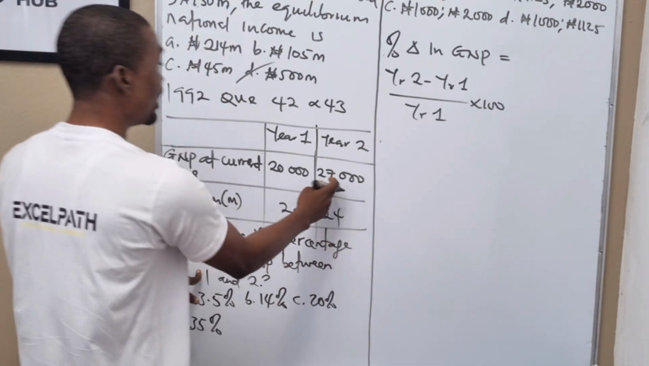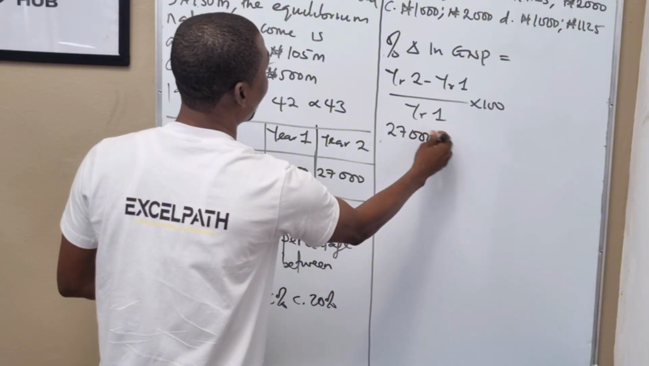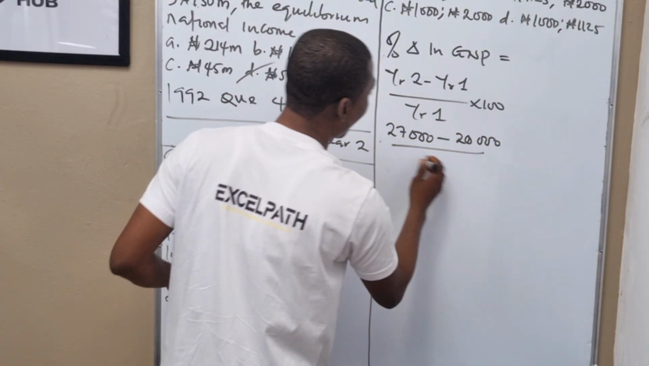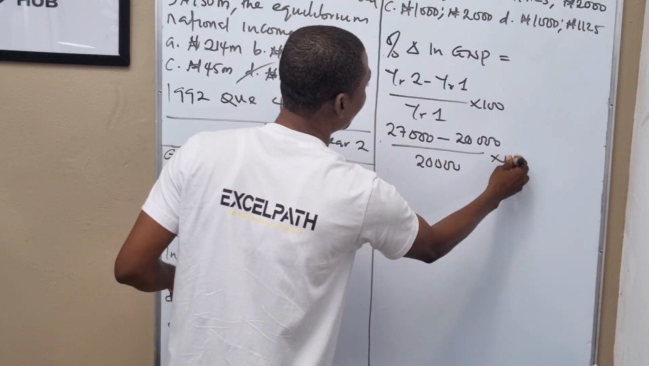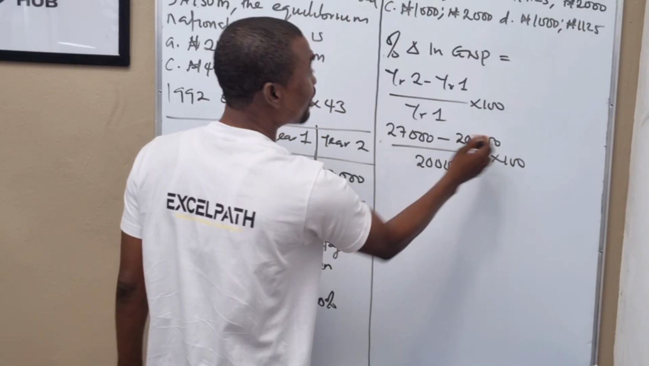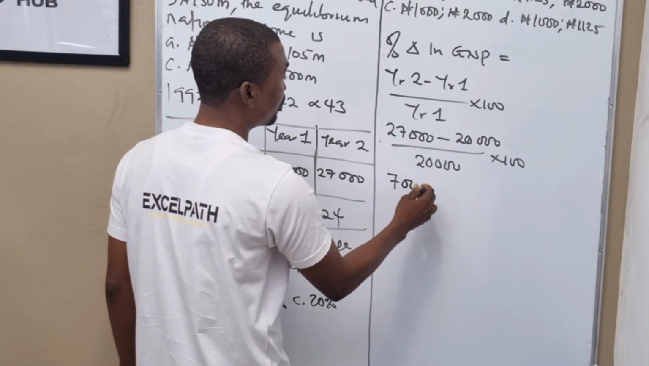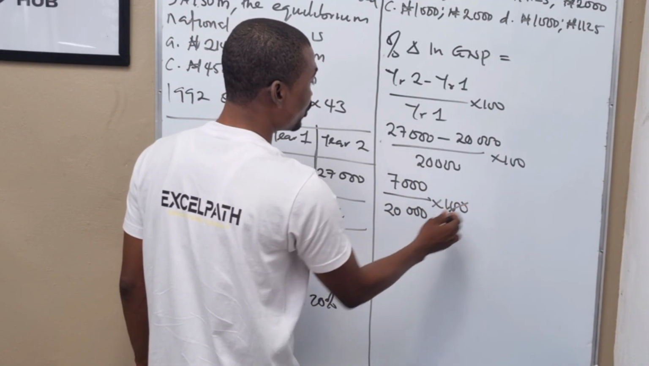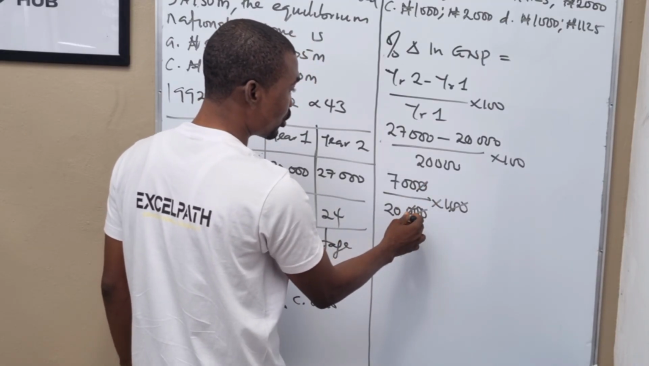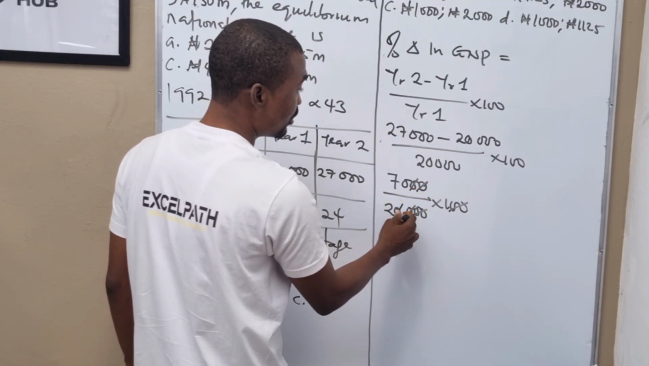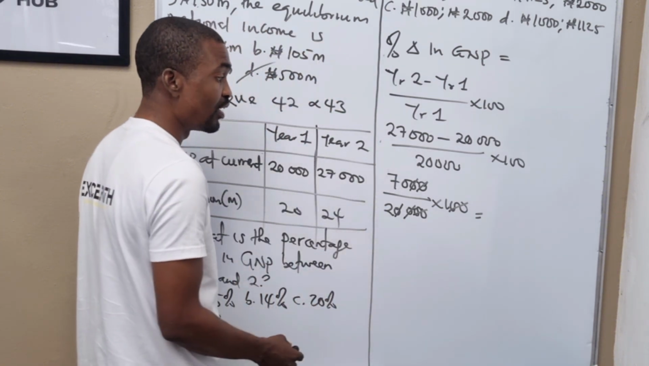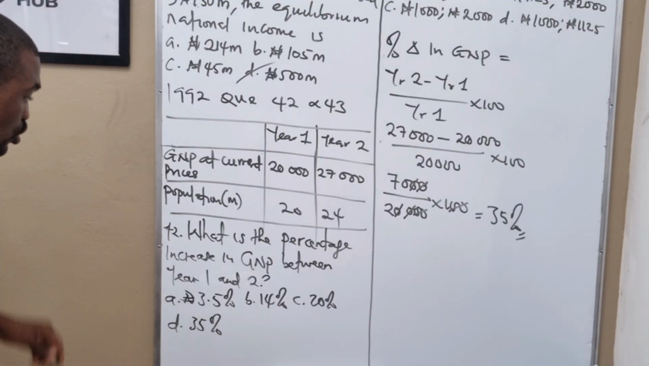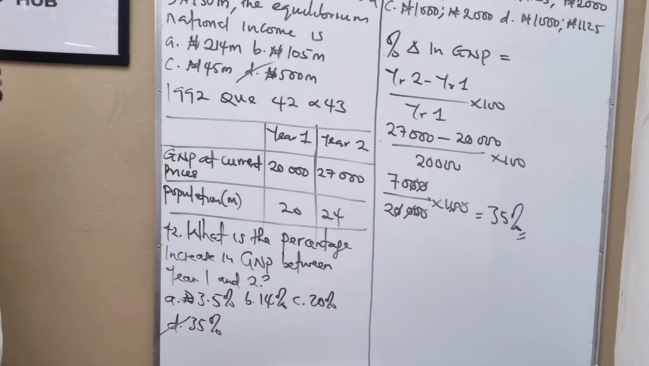So we have the year 2 is 27,000 minus year 1, which is 20,000, all over 20,000 times 100. So 27,000 minus 20,000 will give us 7,000 divided by 20,000 times 100. So this 20 we cancel this 20. This we cancel this. This we cancel this. So we have 70 divided by 2. So that will give us 35%. Okay, so correct option, option D.